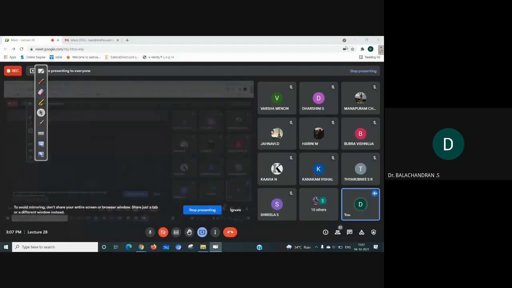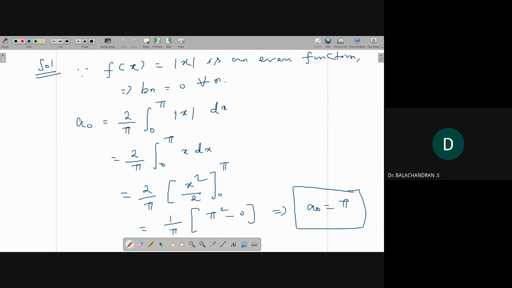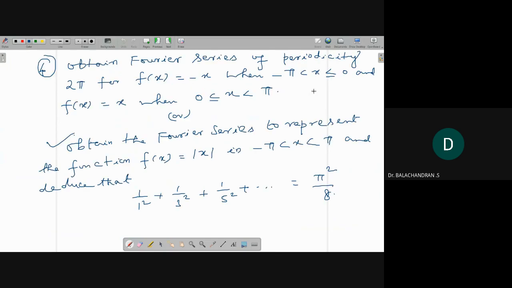If you have any doubts in this problem, please ask me. I want to check it once again, whether it is a point of continuity or discontinuity. Zero is not an end point, it lies in the middle. So I will check it, Varsha, and tell you. If you have doubts other than this, you can ask me in this group.